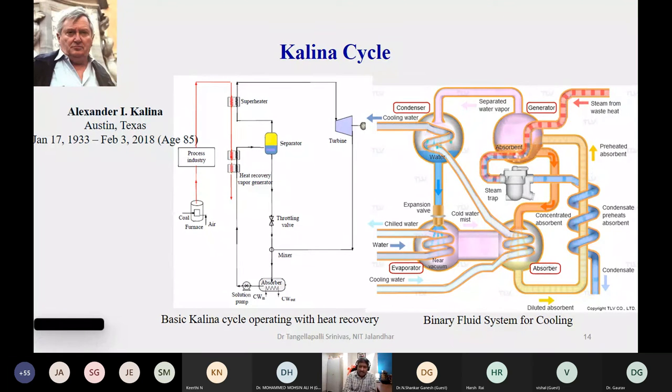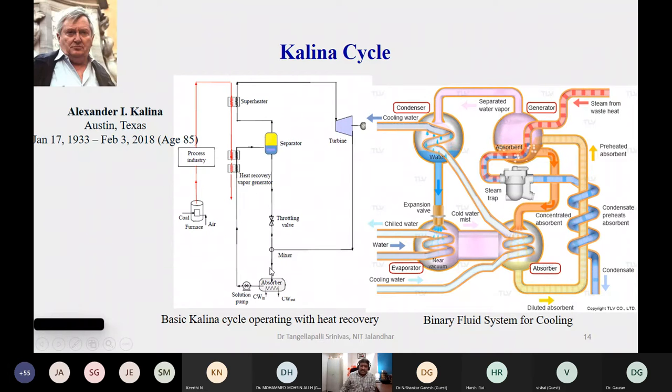To increase the boiling point, once you are increasing the condensation pressure, whatever the boiling temperature, it will increase. But once you are increasing this boiling pressure, whatever the expansion in the turbine, the range will decrease. That will affect the output. That's why, without thinking about the rising of the pressure, we are thinking about decreasing the concentration.